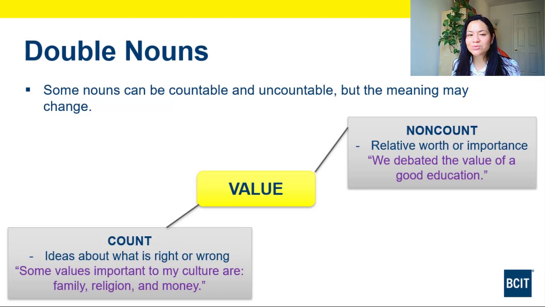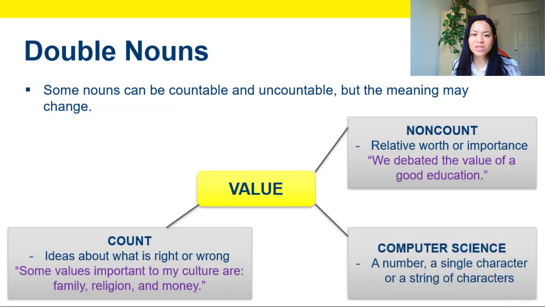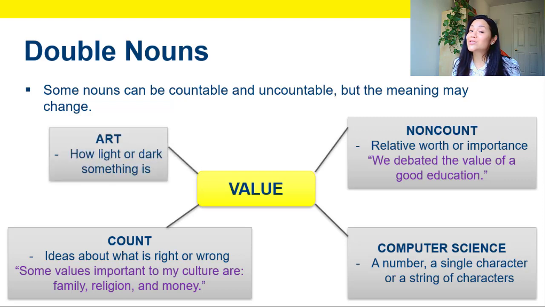And as a countable noun in the field of computer science, value is usually a number, a single character or a string of characters. In art, in its uncountable form, it is how light or dark something is. So, how about in your field? What does value mean? And is it used countably or uncountably? Check the vocabulary in your discipline to determine how specific nouns are used.